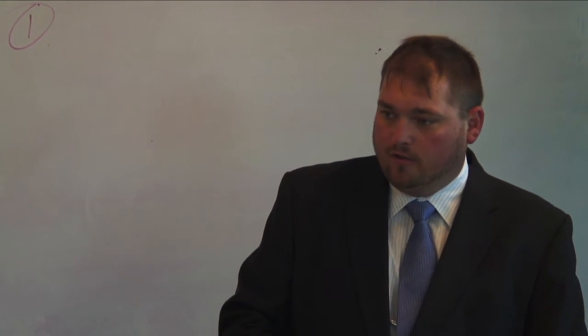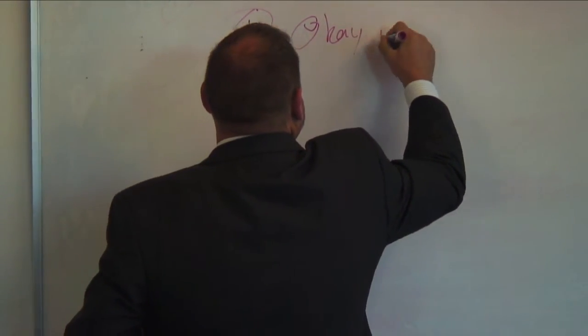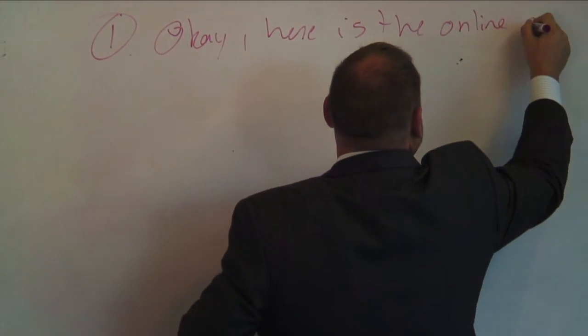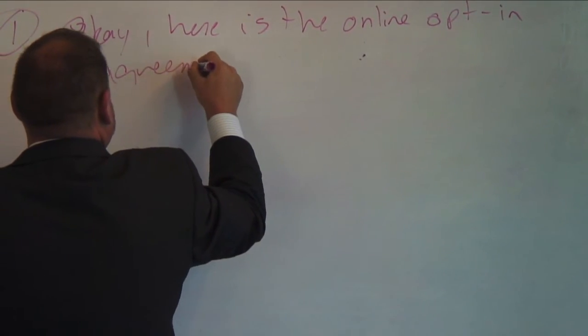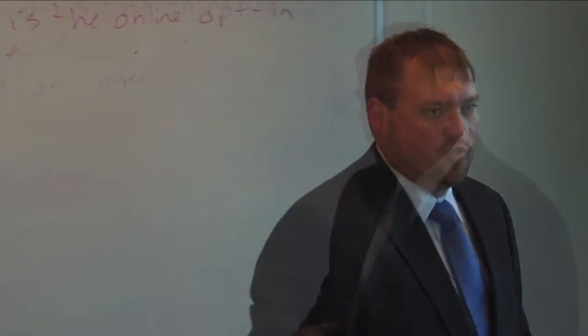This is the online opt-in agreement. Okay, that's a statement. So you're going to take your customer through that opt-in online agreement, correct? And you're going to just basically say, here it is. You're assuming the customer is going to do business with you because you're telling them, well, here's the online opt-in agreement. It works the same way for the credit application. Okay, here's the credit application. And then you got it.